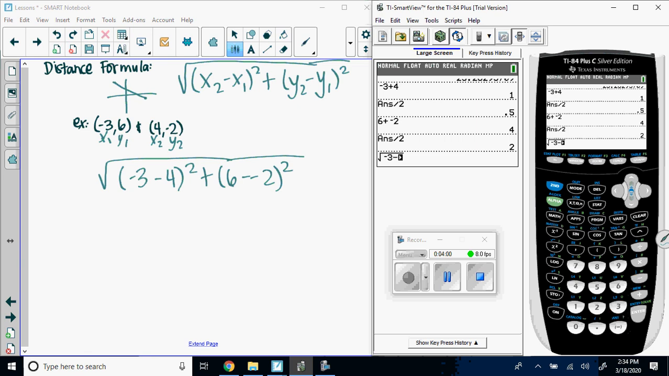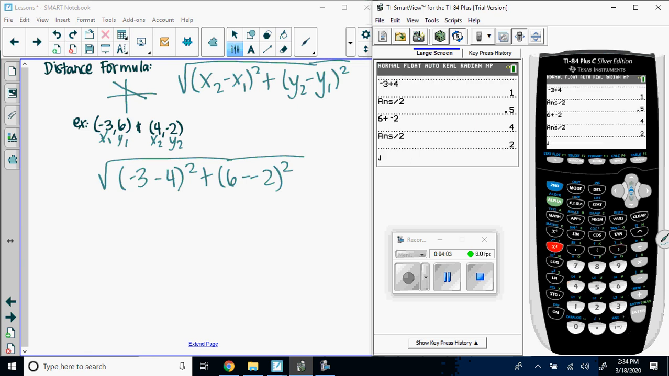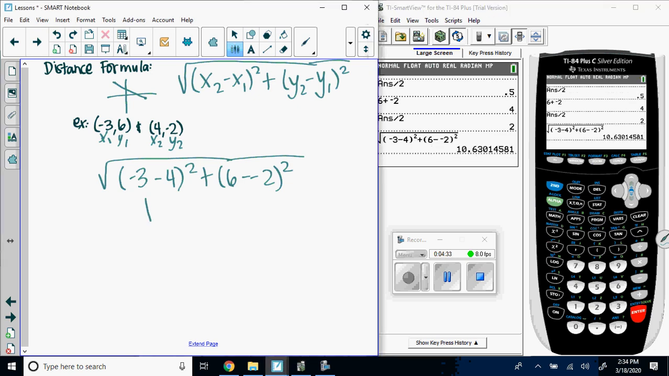Negative 3 minus 4, or negative 7 squared. Uh-oh, I forgot a parenthesis. I've got to go back and fix that. So to fix it, if I'm using this calculator, I can just go second delete, and that's actually inserting a spot. And I can push that parenthesis in. Okay, and then plus 6 minus a negative 2 squared, so that's actually 8 squared. We get 10.6 as our answer.